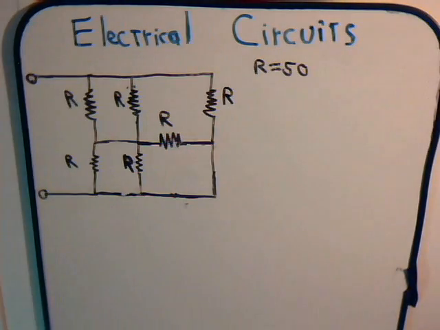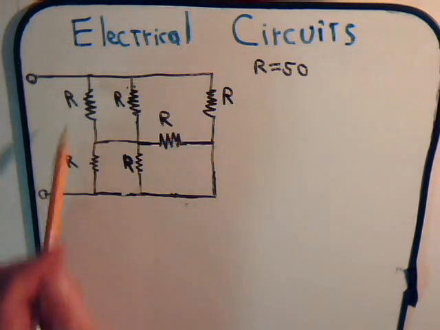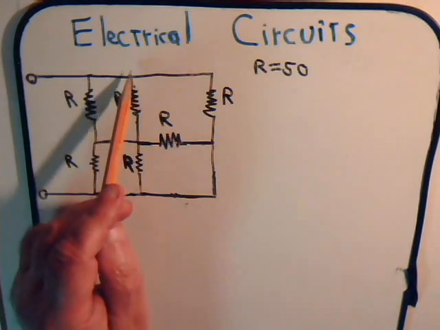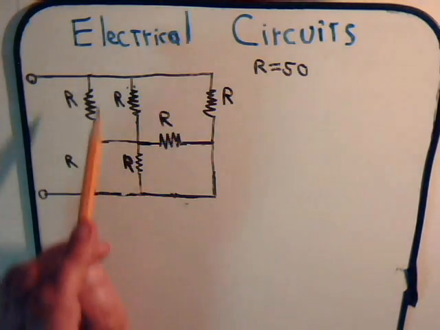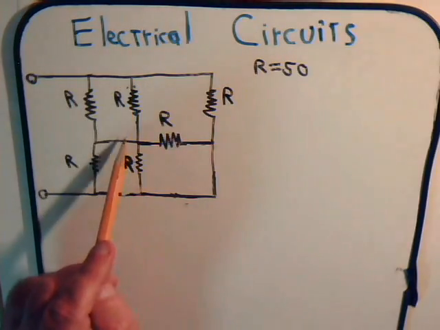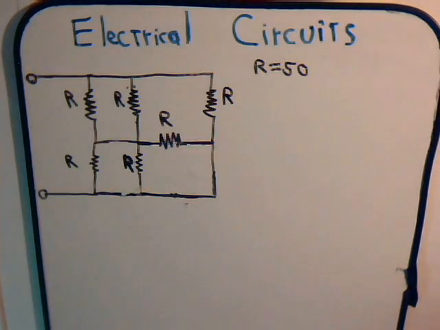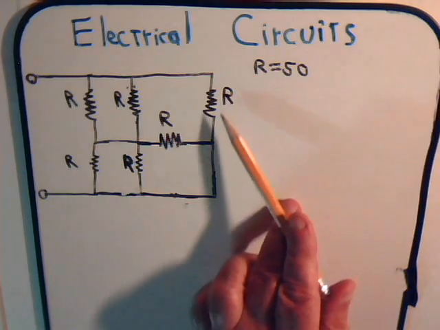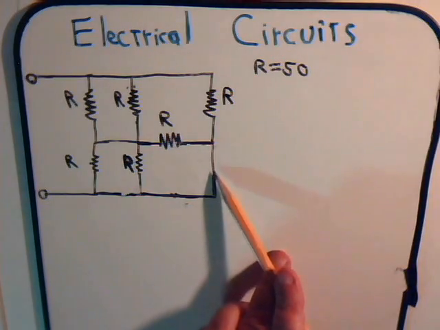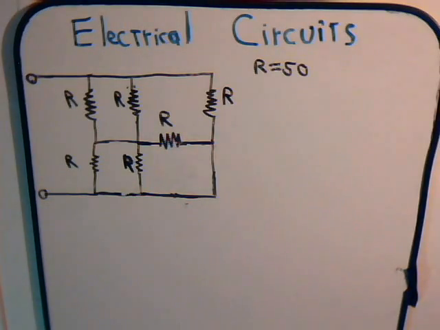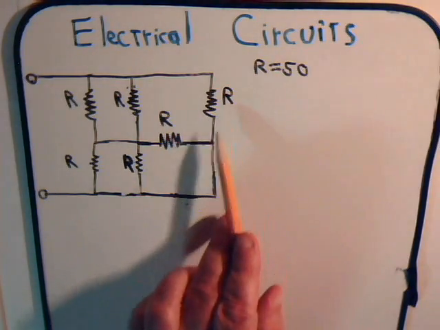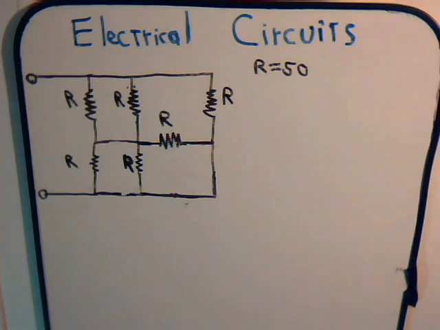These are not in series because, for example, let's say we had a current that was entering the circuit from up here. It would be divided amongst these three parallel resistors. But here, after the current goes across this resistor, it could just simply take the path of least resistance to complete the circuit. So these are not in series with each other.